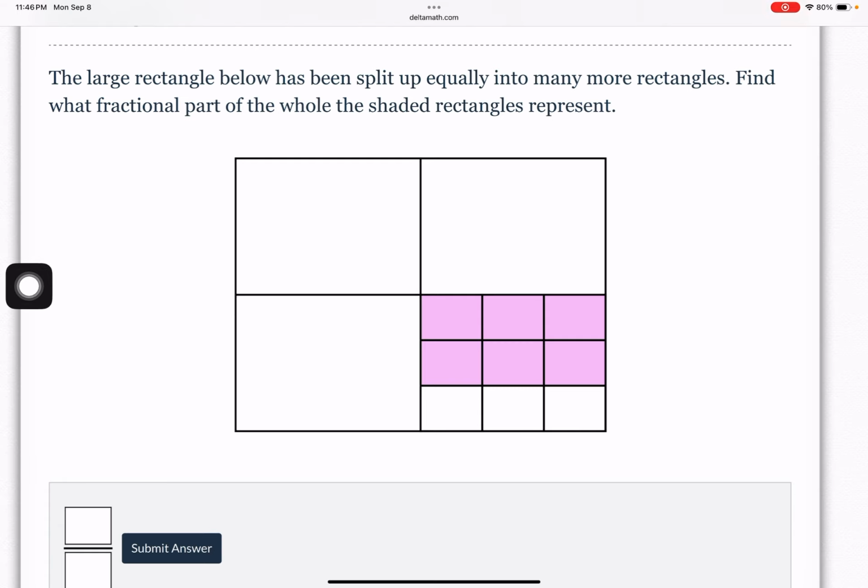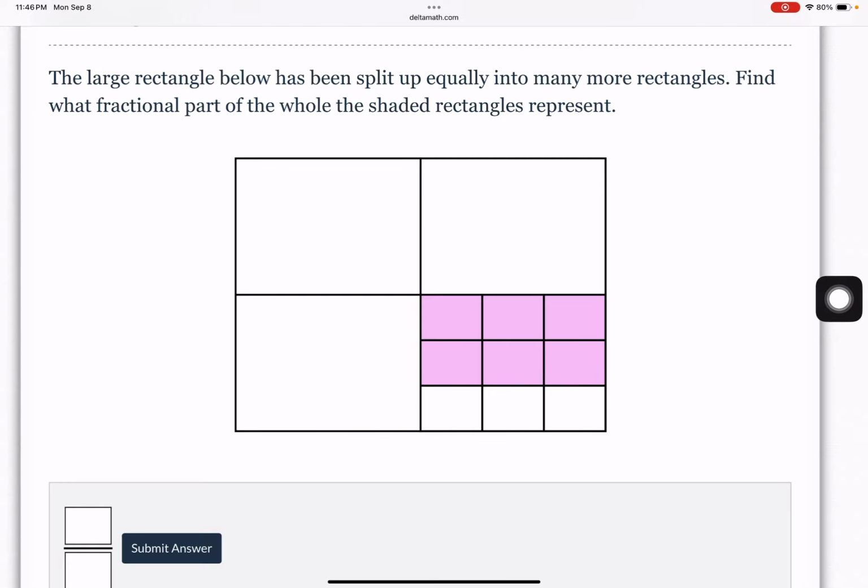It says that it's been split equally into many more rectangles. So I have another rectangle here, another one here, another one here, and another one here. Now, what I want to find is what fractional part of the whole is shaded. I have this section here that is shaded, but what I want to find is how many parts this rectangle has. We can see that it has 4.